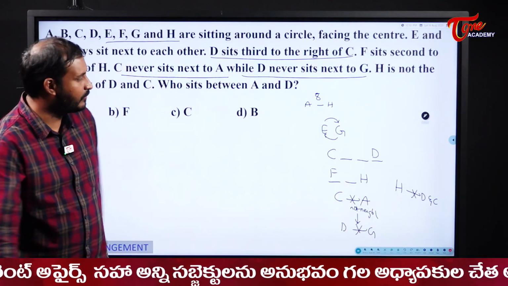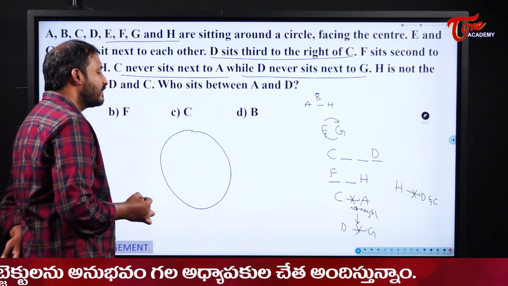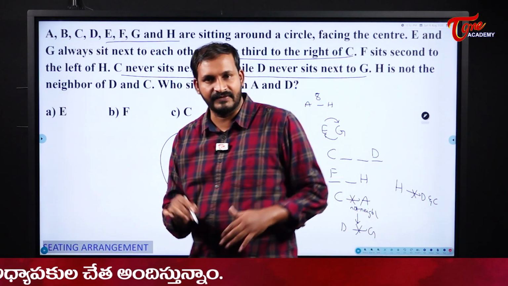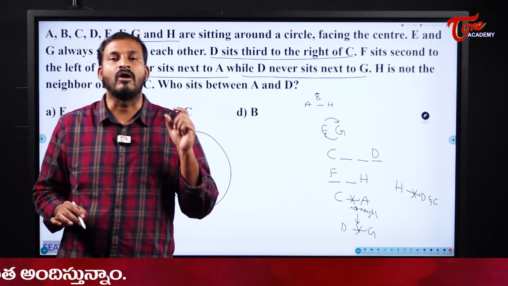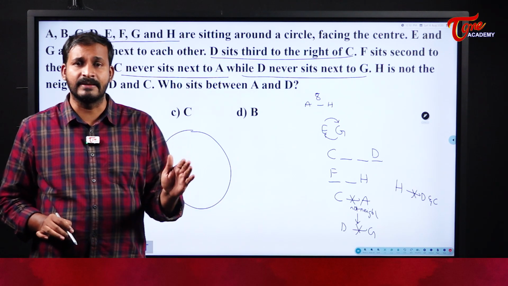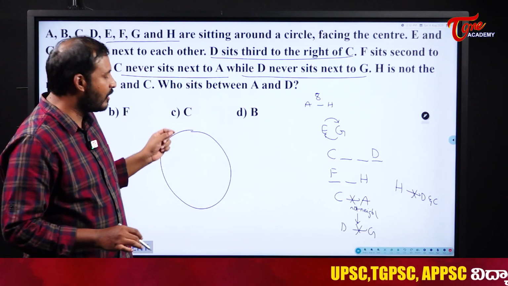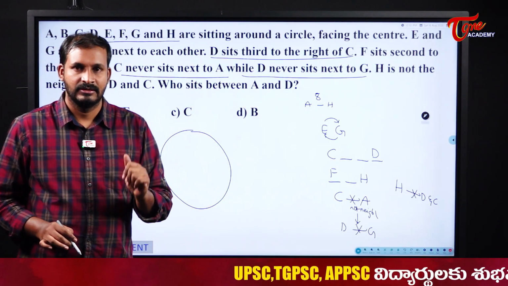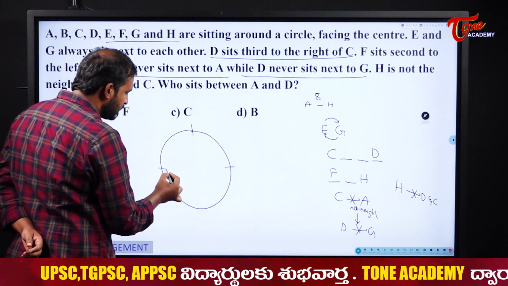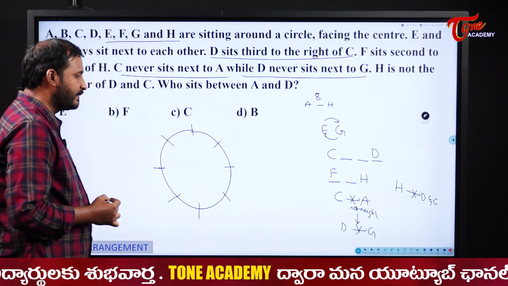So first of all, how many people are there here, students? 8 persons are there. And remember one thing, students: if the question doesn't mention whether they are facing the center or outward or something like that, always consider that all are facing towards the center. Mostly they will mention it, but in some cases if they don't, what we need to do is very simple: all are facing the center. Just for your knowledge I am telling that. Here they clearly mentioned anyway that all are facing towards the center. So a total of 8 people are there.